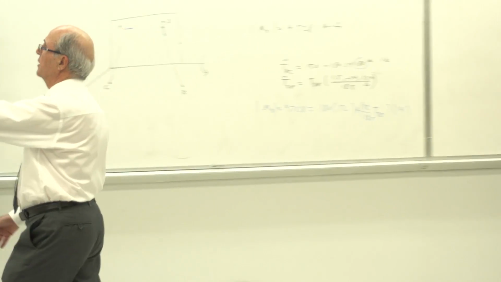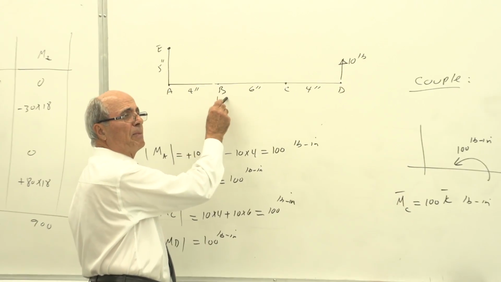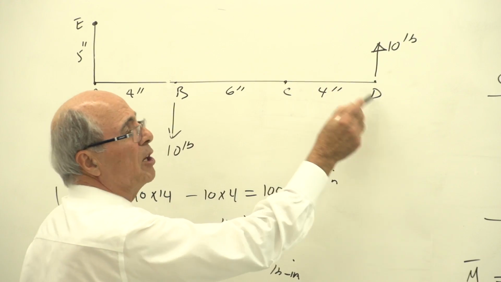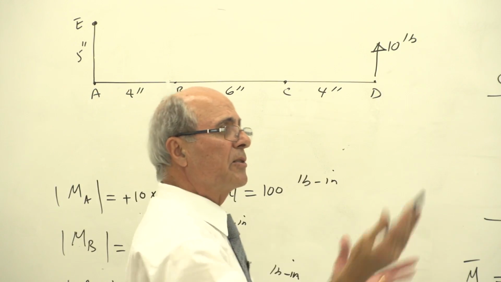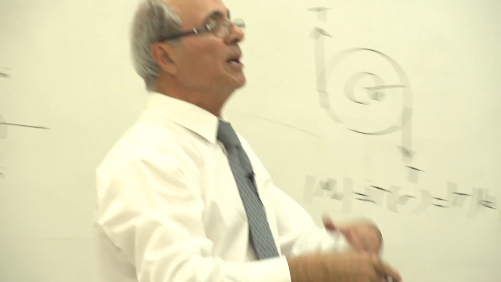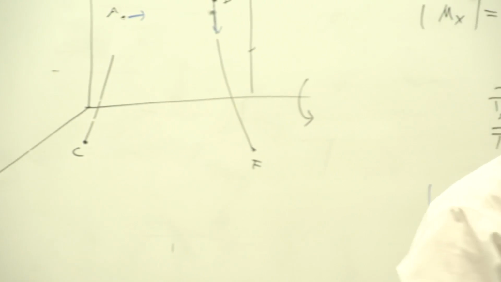You see, look here. That's what I said. Look, the moment of this couple about A was the same about B, what about C, and what about D? And about E, even if it goes here and here and here, it is still the same. So the moment is the same about any point. So you have to pick a point which is easier than the others.